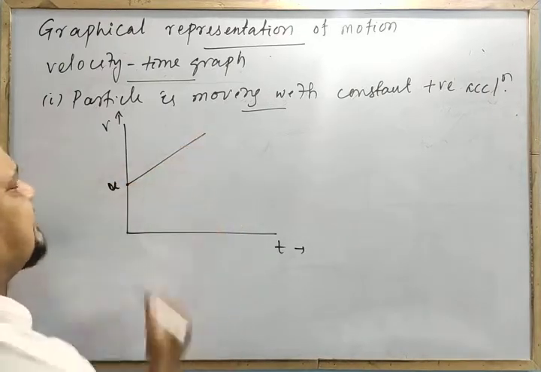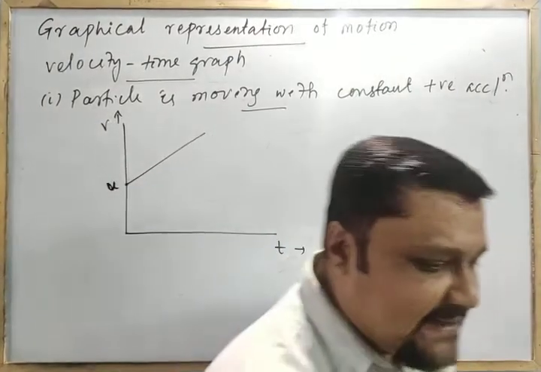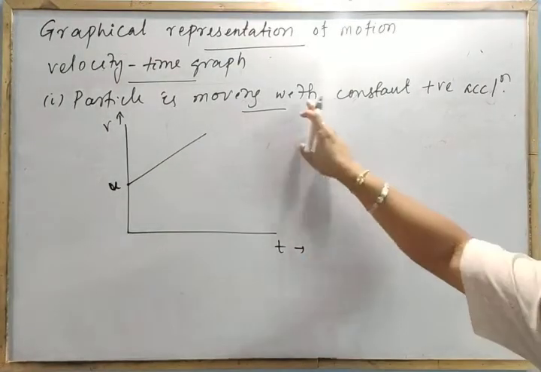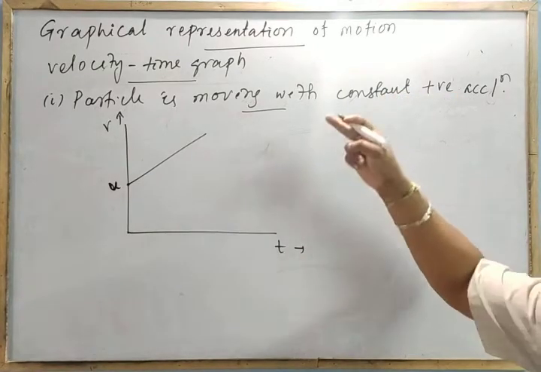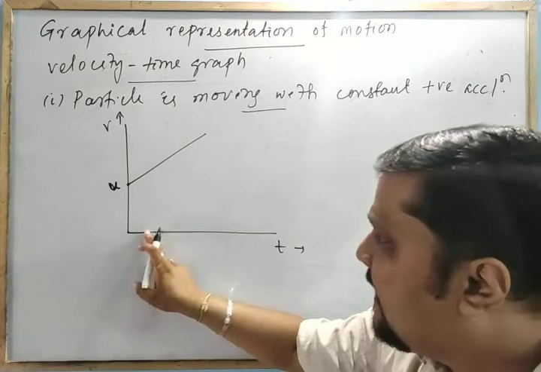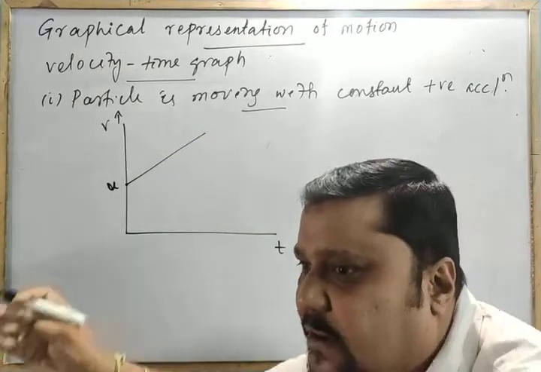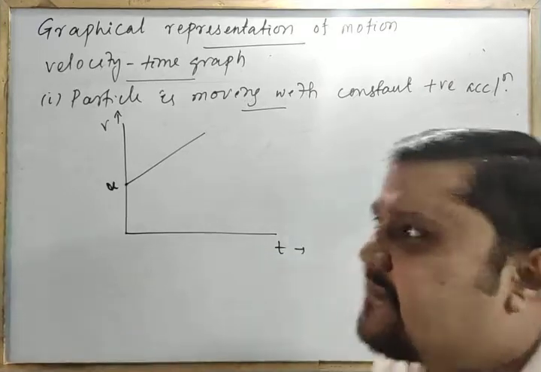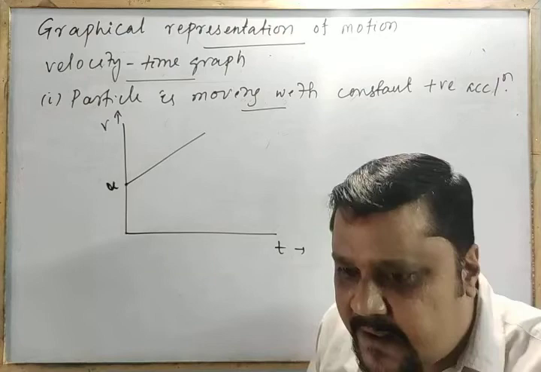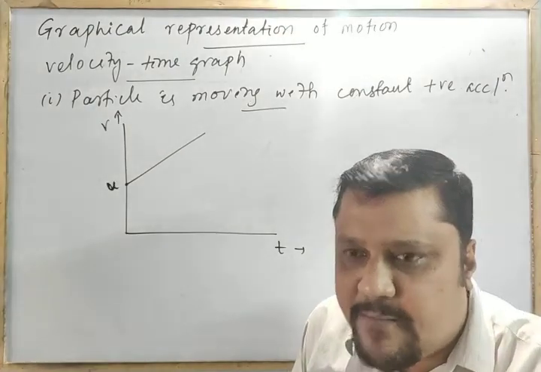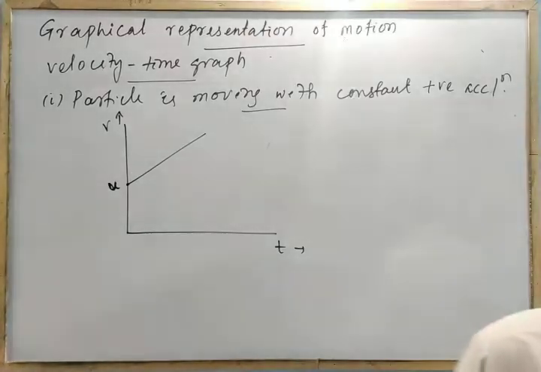Then it goes on increasing. So velocity goes on increasing. Clear? So this means moving with a constant positive acceleration. For a constant positive acceleration, for each interval the velocity is increasing by equal values in equal intervals of time. Then it is a constant acceleration. Constant acceleration means what? An equal change in velocity in equal intervals of time. That is a constant acceleration.